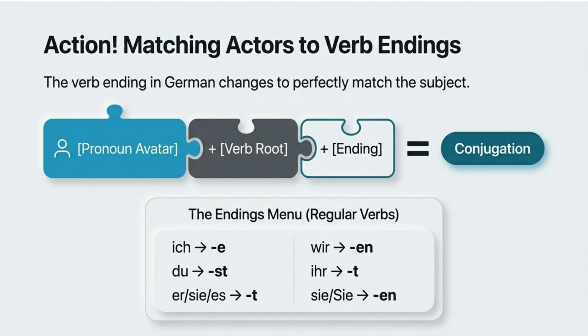Er/sie/es ends with t. For example, macht. Wir ends with en. For example, wir machen. Ihr ends with t. Example, ihr macht. Sie ends with en. Example, sie machen.